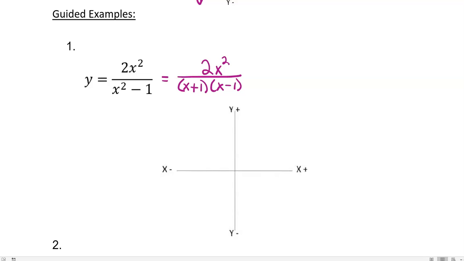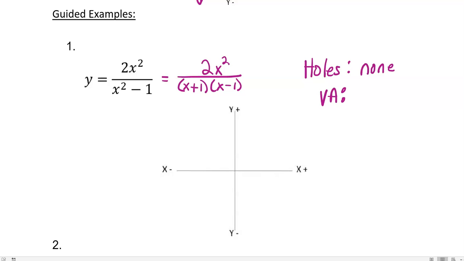Since I can't cancel anything, that means I have no holes. And so when you're doing practice problems, I want you to tell me that. I want you to put none. Because if you just leave it blank, I'm questioning, do they know what they're talking about? Did they even think about holes? You know, I need to know that you know what you're doing. Okay? All right, think about vertical asymptotes.